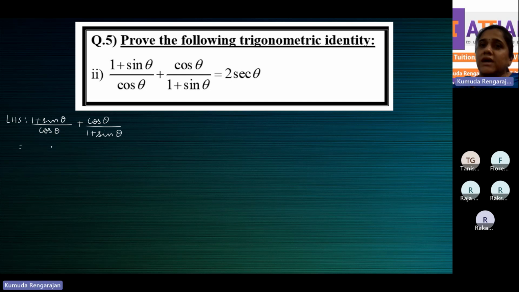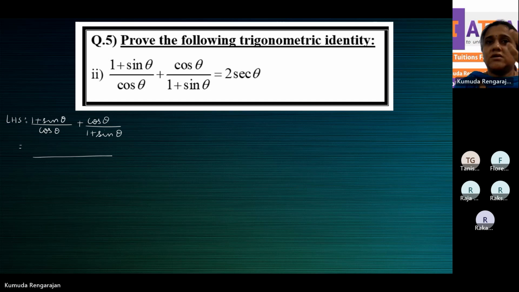So, as always, we take up the LHS. Now, in the LHS, you can see that the ratios are already in sine and cos. The rule is, if we have other ratios, we change them to sine or cos. But here, the LHS is made of only sine and cos, so that rule does not hold good here.